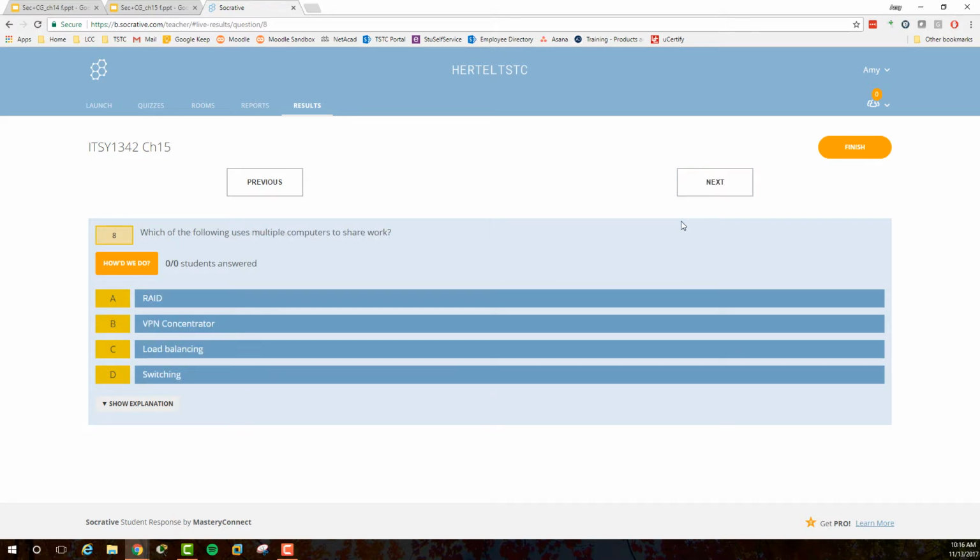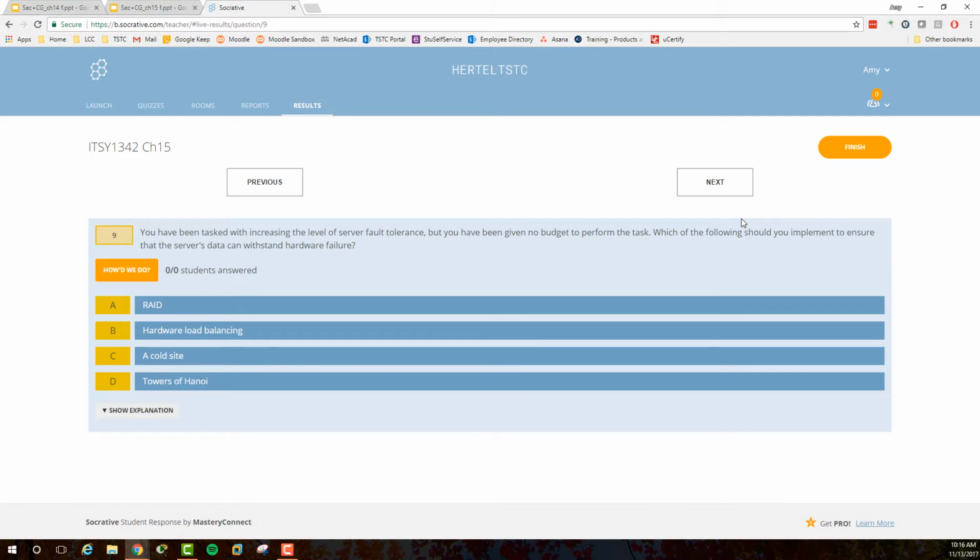Which of the following uses multiple computers to share work? RAID, VPN concentrator, load balancing, or switching? As we talked about in this chapter, that would be load balancing. So they're literally balancing the load among multiple computers so that they can share the work and all the resources can be utilized kind of equally.